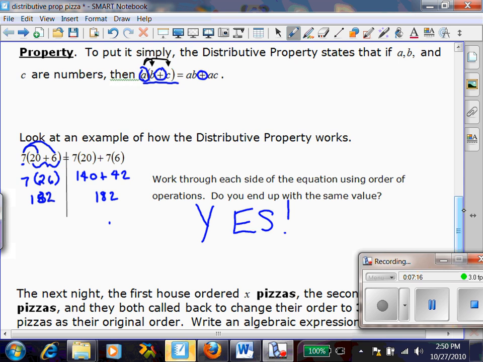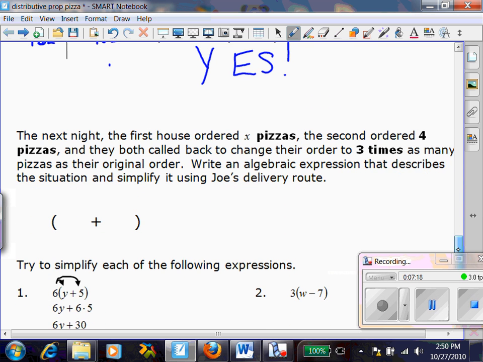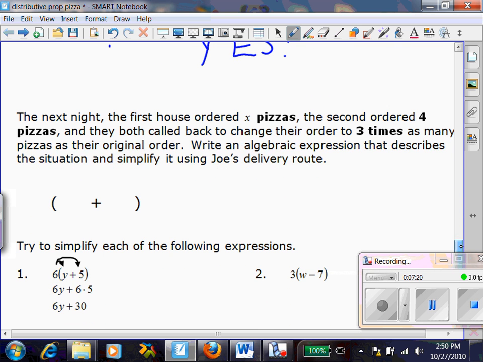Yes. All right, so let's move down, and of course we have to go one step further and add some variables. We've got to make it algebraic. So let's take a look at the next part. The next night, the first house ordered x pizzas. The second ordered 4 pizzas, and they both called back to change their order to 3 times as many pizzas as their original order. So we're going to write an algebraic expression this time that describes that situation.